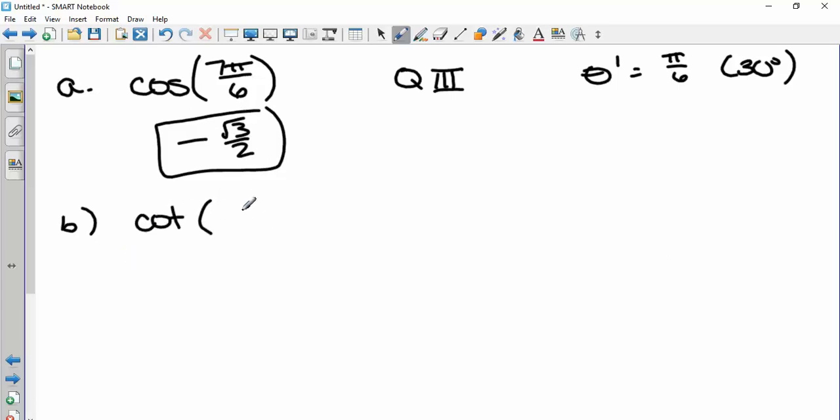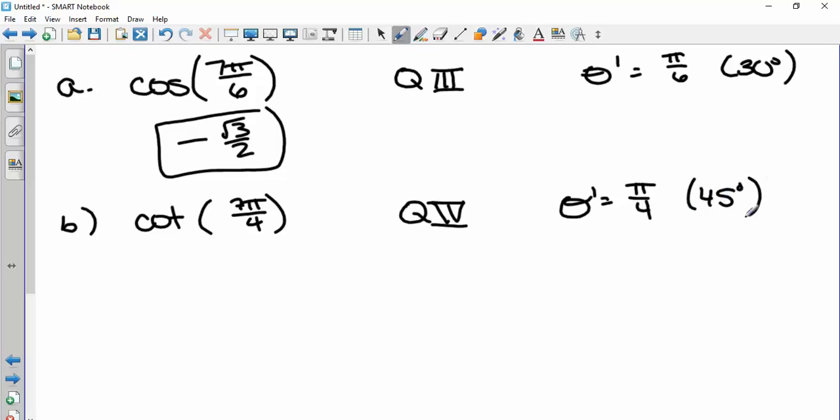If I asked you for cotangent of, let's do 7 pi over 4. What quadrant is 7 pi over 4 in? Reference angle is pi over 4, which is 45 degrees. So in quadrant 4, is cotangent positive or negative? Tangent of 45 is radical 2 over radical 2, which is 1. So cotangent would be the reciprocal of 1, which is 1. So negative 1 is our answer.